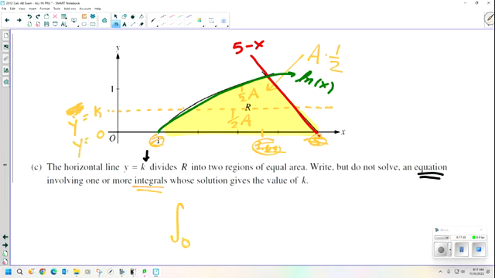And my upper bound is K, right? So I'm really going to try and find the area of this bottom half. Okay?